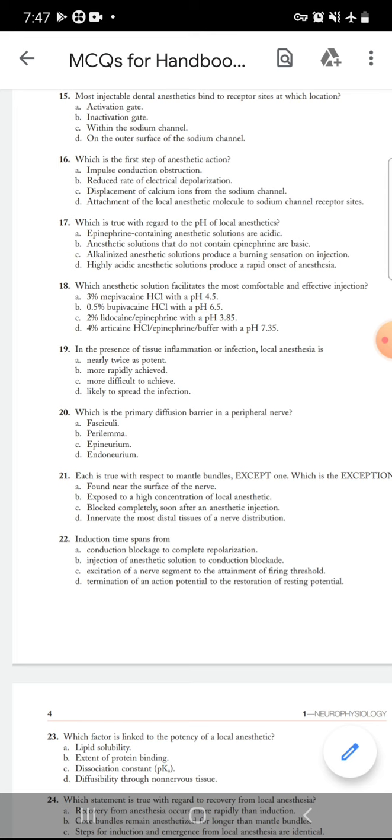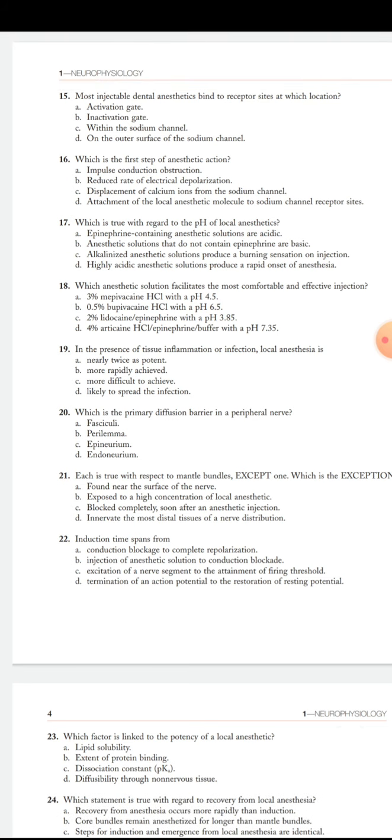Question number 19. In the presence of tissue inflammation or infection, local anesthesia is A. Nearly twice as potent. B. More rapidly achieved. C. More difficult to achieve. D. Likely to spread the infection.